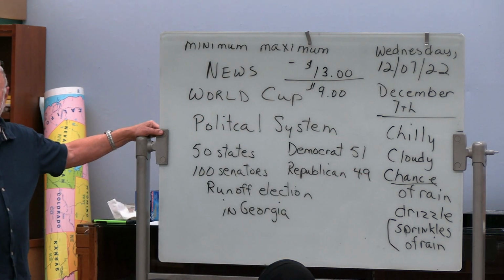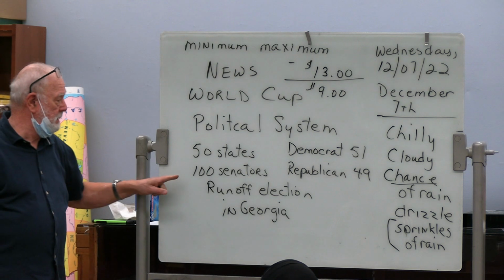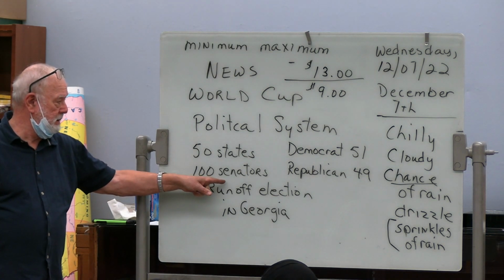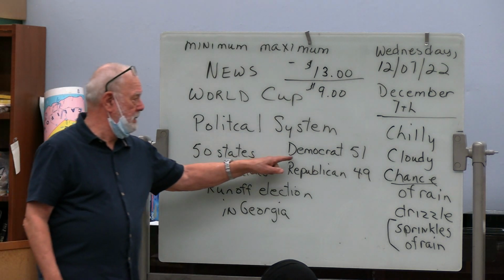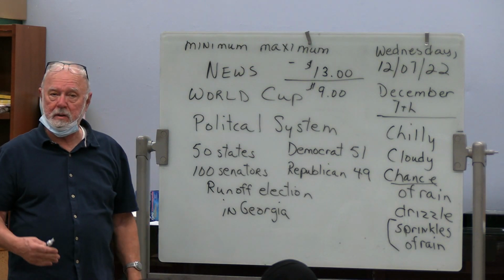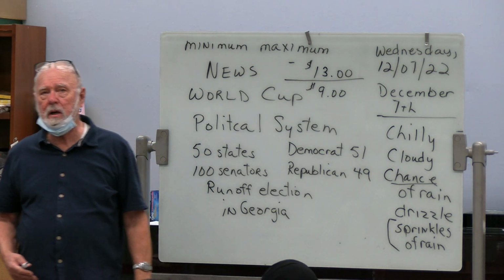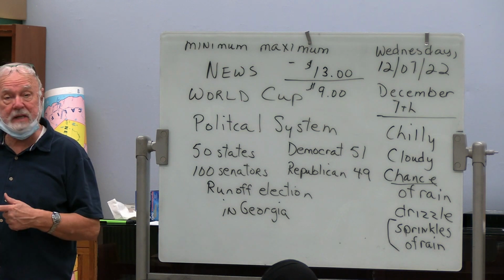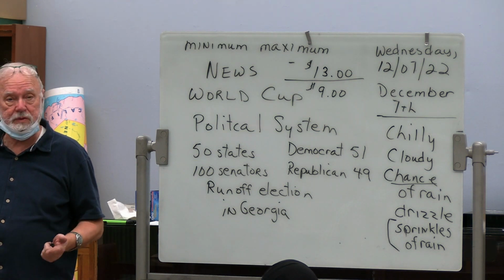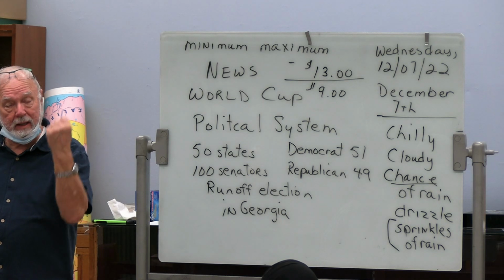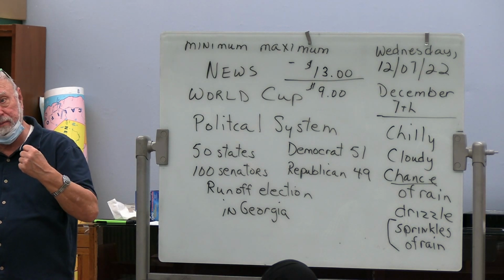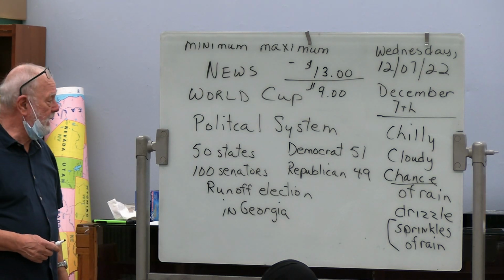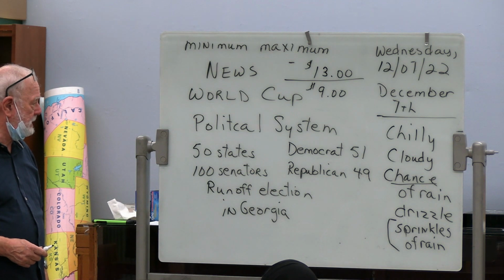Democrat 51, Republican 49. So in the Senate, they are in charge of the Senate. So what does that mean? It means when they make appointments, when they decide issues, they have the votes. One side is a little bit stronger than the other. So we will see how this comes out.